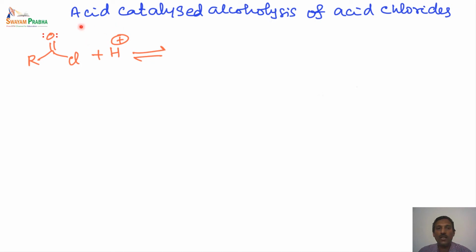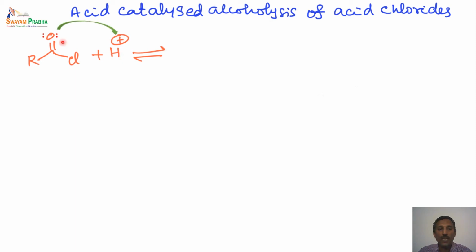Let us look at the reactivity of acid chlorides. So now we will study the acid catalyzed alcoholysis of acid chlorides. Now you will be confused, what is this acid and what is this acid? This acid is an aliphatic or aromatic acid chloride, and this acid is a mineral acid, which is an inorganic acid, and this is an organic acid chloride. In most cases, mineral acids are very good catalysts for organic reactions. So here in the first step, an acid chloride is treated with an acid.